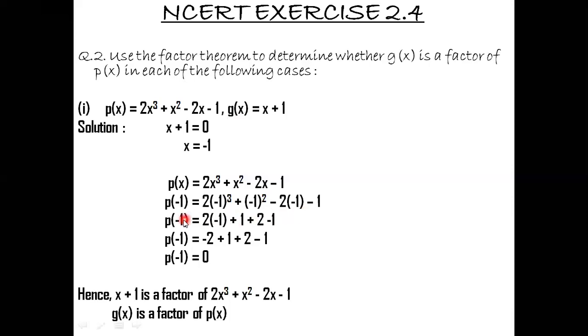And as you can see over here, when we solve it further, we get the answer as 0. And when the answer is 0, I can conclude that x plus 1 is a factor. What is x plus 1? My G of x. So as mentioned in the question, to check whether G of x is a factor of P of x, I can here conclude that yes, G of x is a factor of P of x.